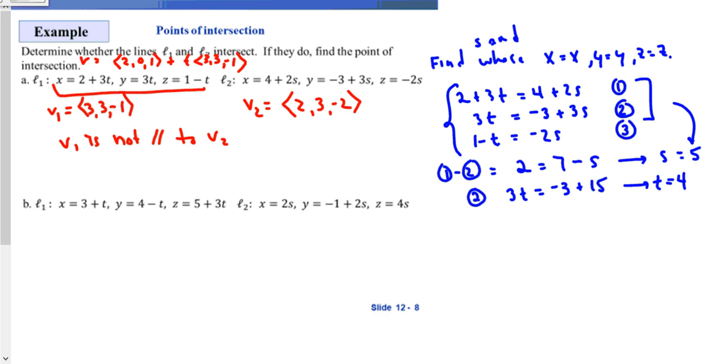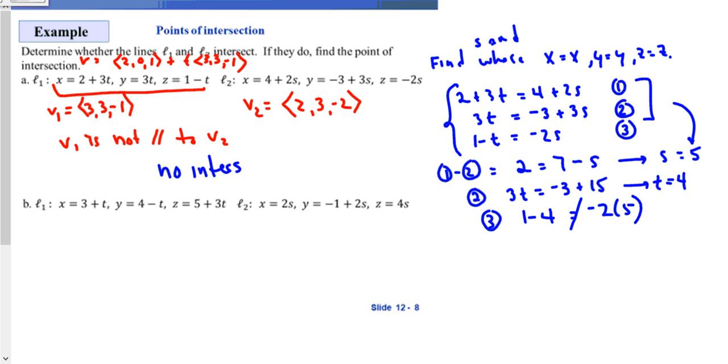But for all three coordinates to have the same value, we also have to make sure equation 3 is satisfied. Equation 3 for these two values has 1 minus 4 having to equal negative 2 times 5, and that is not true. So all three coordinates are not going to be the same for each one of the two lines. That means there is no intersection. When you have three equations with two unknowns, you can usually get a solution for two of them, but you have to make sure all three are satisfied if you want all three conditions to be met.